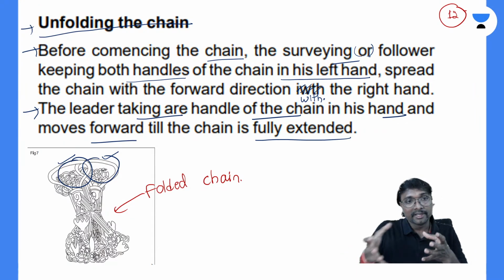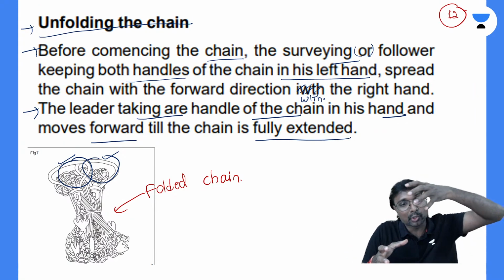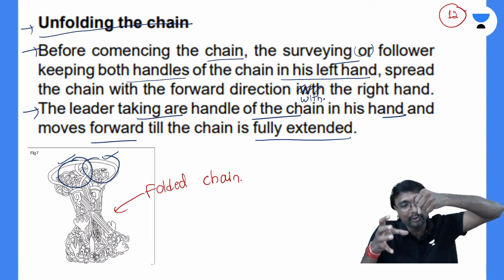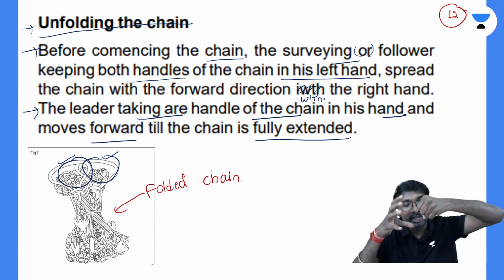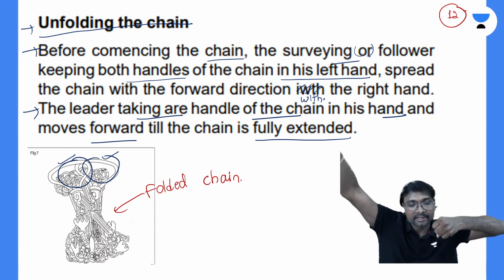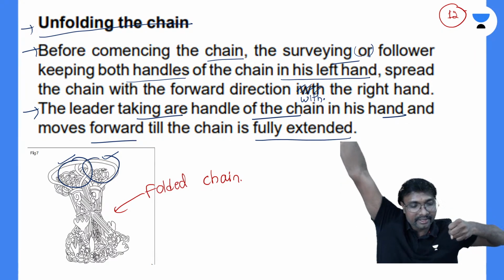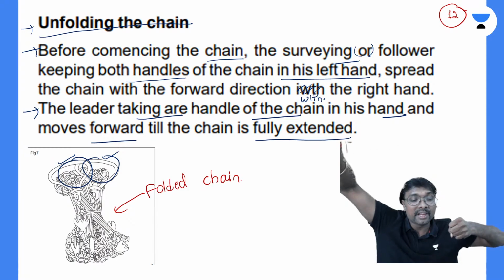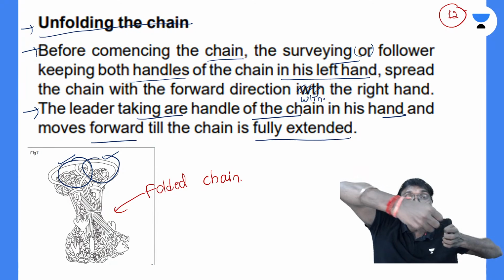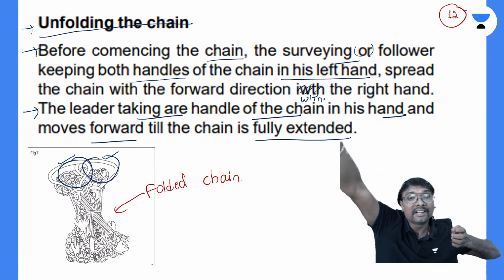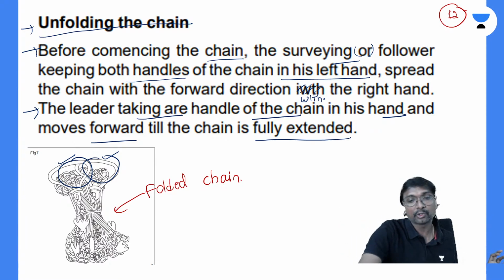First it is in the folded format. You hold the two handles, first handle and second handle, and you spread it. You throw it like that, with your force, so that it will be spread. Then the leader will take one handle and move in the forward direction until it is fully extended or fully stretched. Like that we have to go.